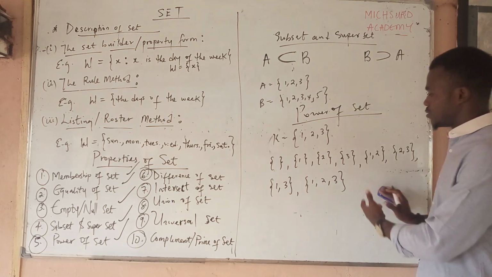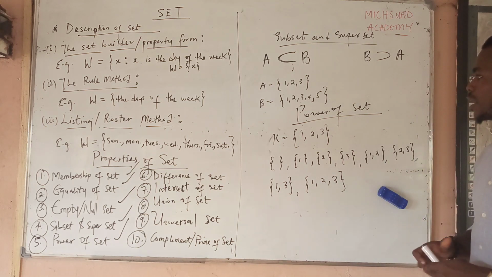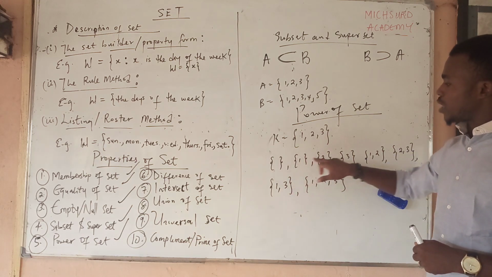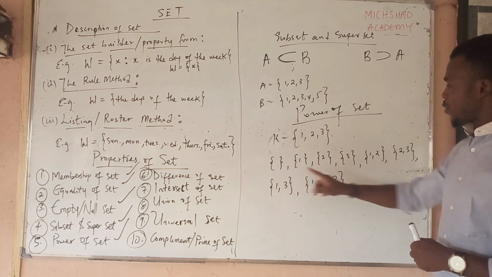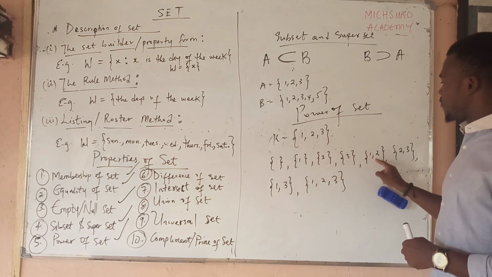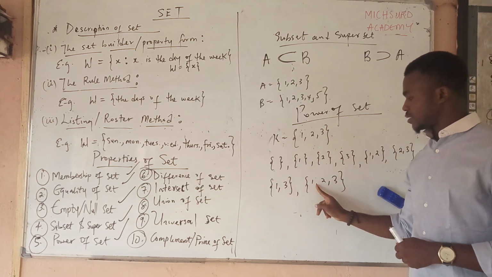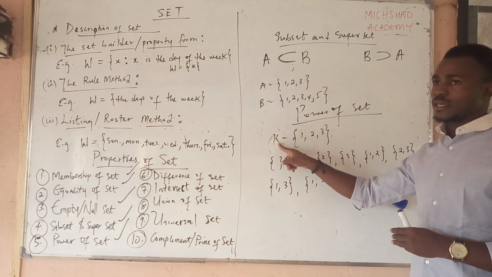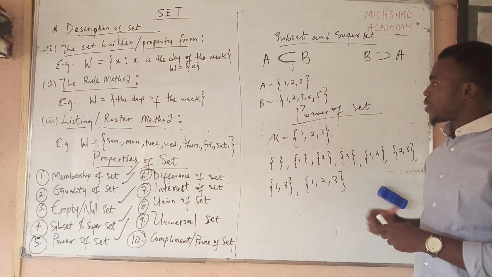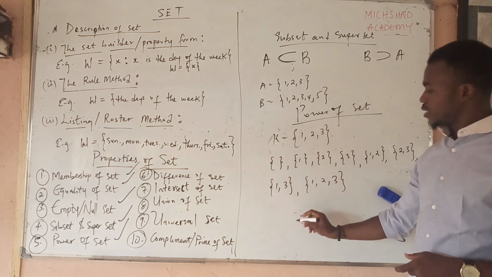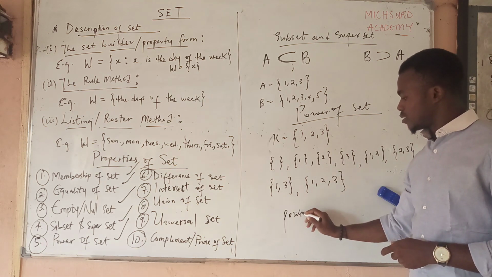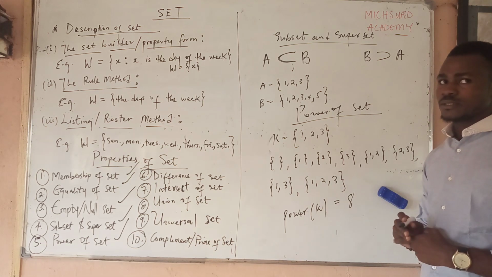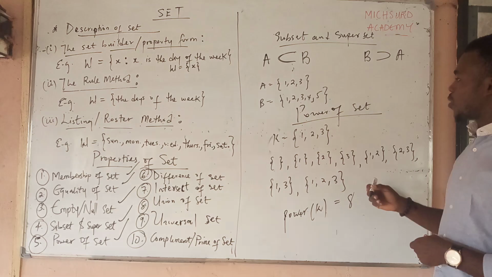From equality of sets, you have seen that both of them are the same. Now, the thing is this: we count the number of subsets we have here. We have 1, 2, 3, 4, 5, 6, 7, 8. We have 8 subsets in K. Okay, so that makes the power of set K. We write that the power of set K is equal to what? 8.